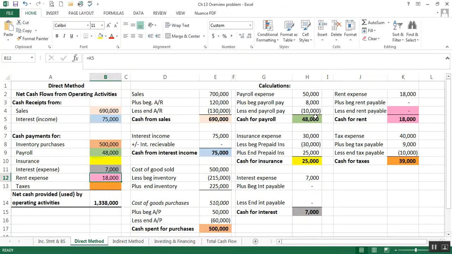Now here's another tricky one with insurance. Insurance is an expense, but the related balance sheet item is prepaid insurance. Okay? So we're going to subtract the beginning and add the ending, which gives us $25,000. And then that leaves us with our tax expense, add the beginning, subtract the ending. Okay. So now let's go to the balance sheet.